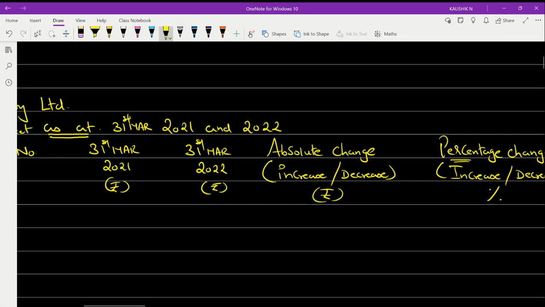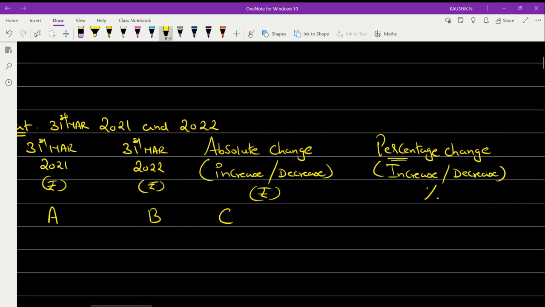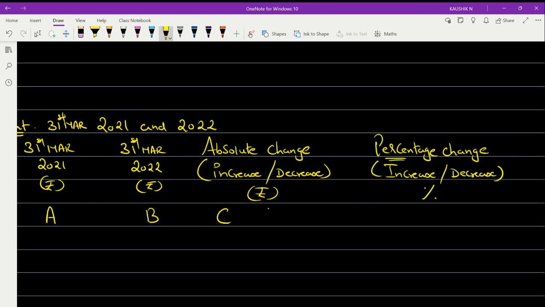And after recording this, we have to give some alphabets. We have to number them. That means this 2021 column will be marked as A column, and 22 column will be marked as B column, and this absolute change column will be marked as C column. Okay, where you will be applying some formula. I'll tell what it is. And then finally, this column will be your D column.